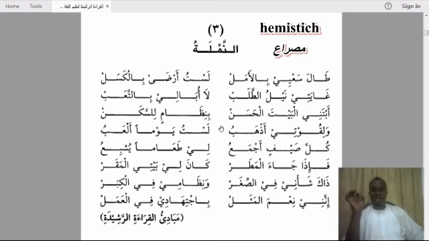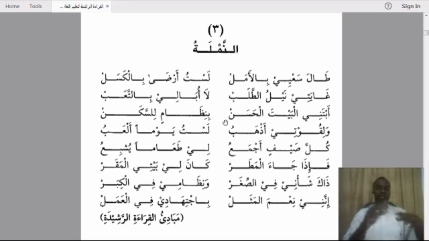Misra. Misra, Mim, Swad, Ra, Alif, Ain. And then this Ajz also makes up another Misra. So we have a Misra and then another Misra. Two Misra. Misra'an.